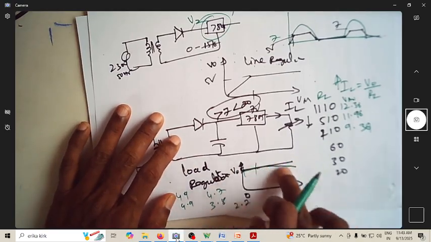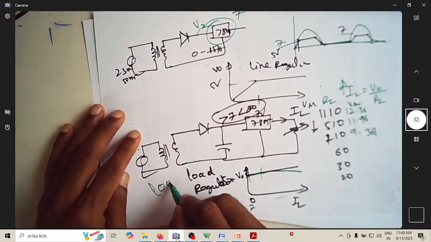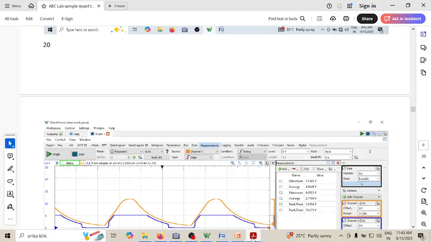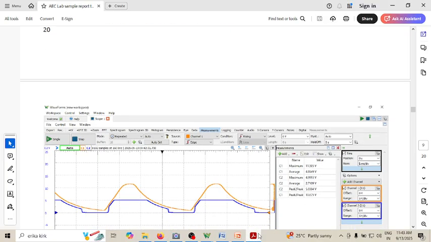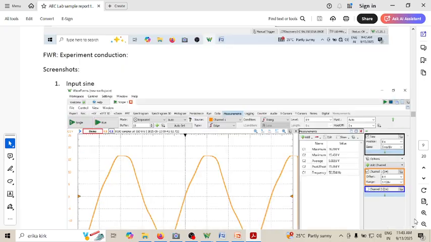Can you see this is reducing? This is for a larger current. So that's what is load regulation. And this type of analysis we do for all circuits. Now this is half wave rectifier load regulation.